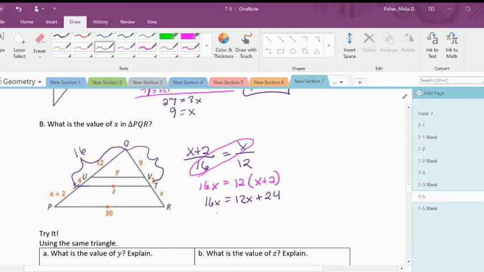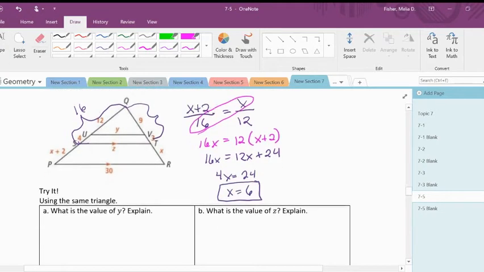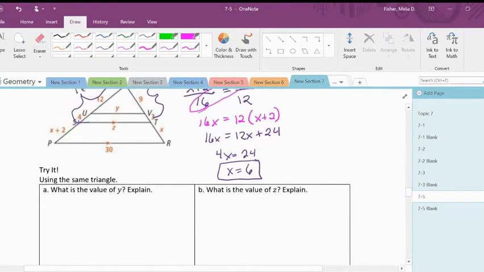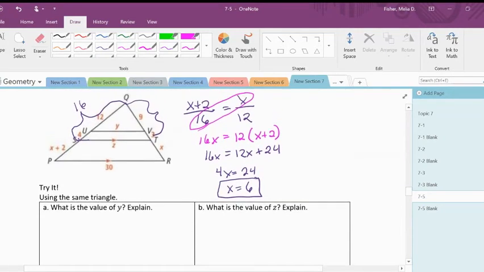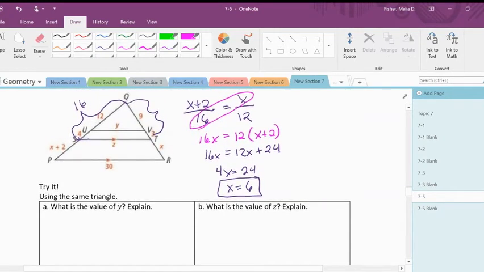Subtracting 12x from both sides of the equation gives me 4x equals 24. Dividing both sides by 4 gives me that x equals 6. Let's go ahead and work through the try it together. Using that same triangle, we want to know what is the value of y.